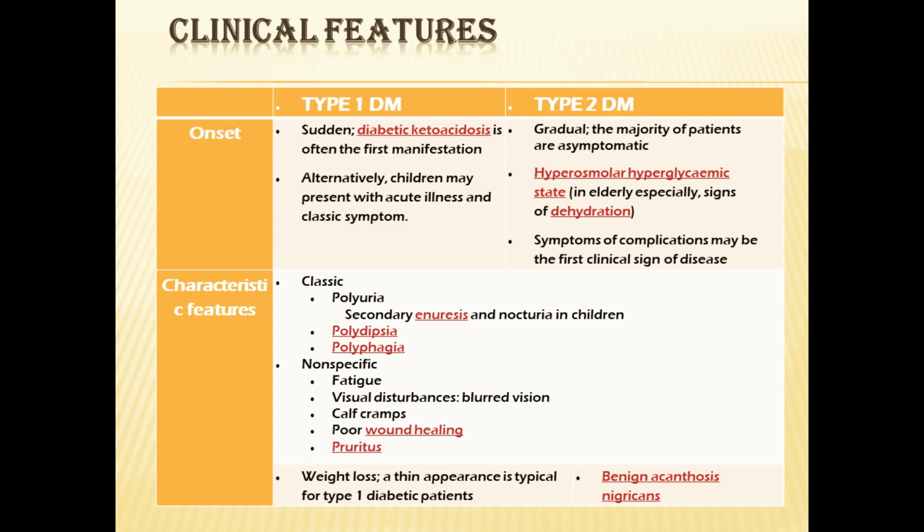The characteristic features for both type 1 and type 2 are the same. It involves the classic 3 Ps, that is polyuria, polydipsia, and polyphagia. The non-specific symptoms are fatigue, visual disturbances, blurred vision, calf cramps, poor wound healing, and pruritus.